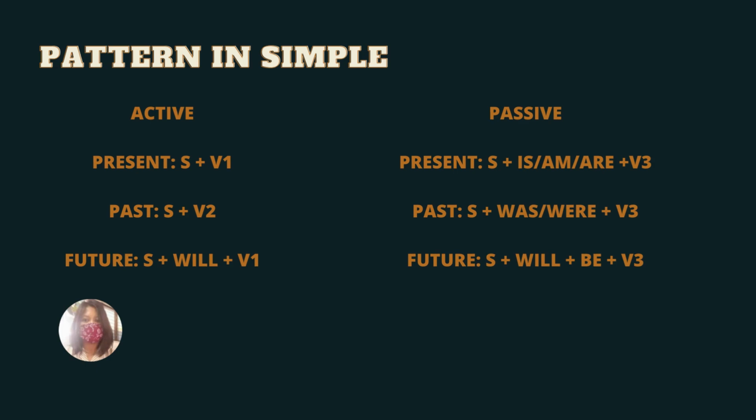And then you must be able to differentiate. What kind of to be are you going to use in present? What kind of to be are you going to use in past? But of course, for future, you are going to use the word be here. Okay, just remember that. Passive in simple, the additional word will be to be: is, am, are, was, were.